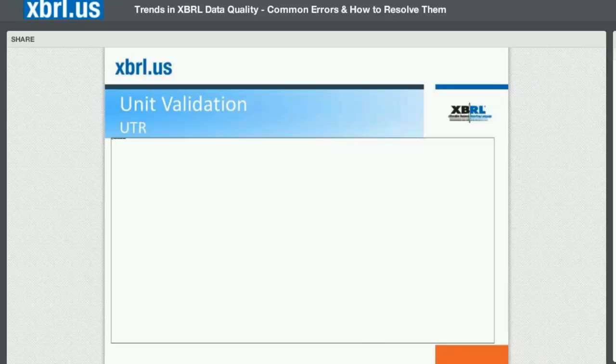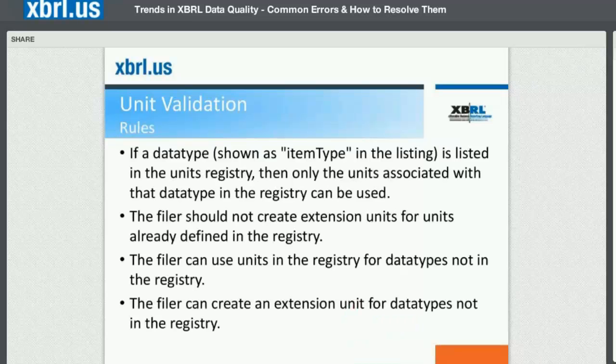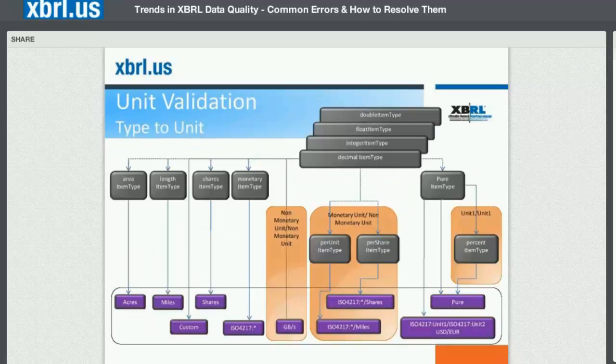The unit validation is also something that you can automate. The UTR is the International Units Registry. It's up on the XBRL International website. It is an XML file, and it tells you the unit that is expected for given data types of concepts. This sheet is out of the XBRL US best practices, and it's really just a walkthrough or a link in order to understand the data type and how it relates to the unit based on the International Units Registry, the UTR.